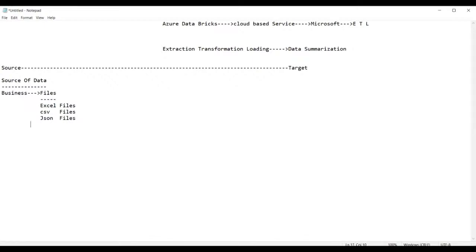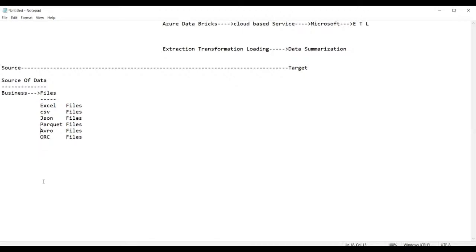And then afterwards, you have Excel files, CSV files, comma separated value files, JSON files, and you have the Parquet files. Okay, guys. And then you can have Avro files, and we can also have ORC files. Various types of files. That means we get the data ultimately from the business, and this business will be recorded in the form of files: Excel files, comma separated value files, JSON files, Parquet files, Avro files, ORC files.